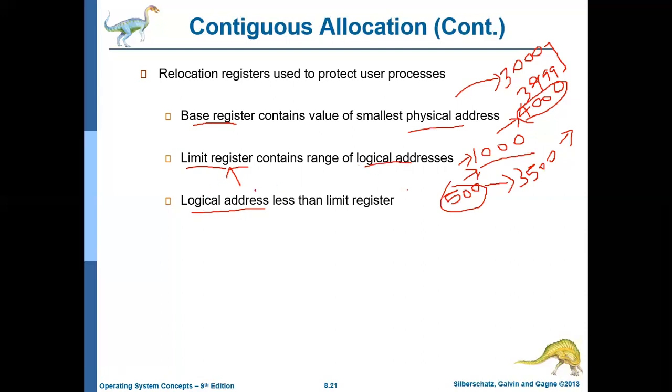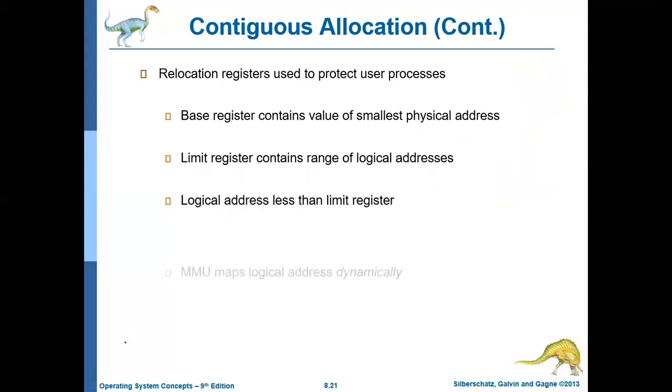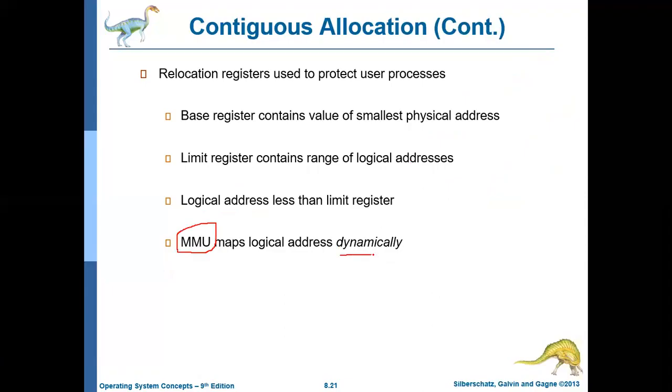The CPU initially creates a logical address, and that will be compared with the limit register to ensure that the value produced by the CPU is less than the limit register. If it is less, then only it will be allowed to access. But before accessing, the logical address will be converted to a physical address by adding it with the content of the base register. This conversion of the logical address to a physical address is done by a unit called the MMU, memory management unit, and that is done dynamically during runtime.